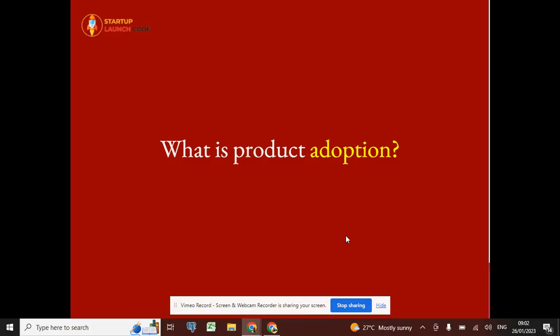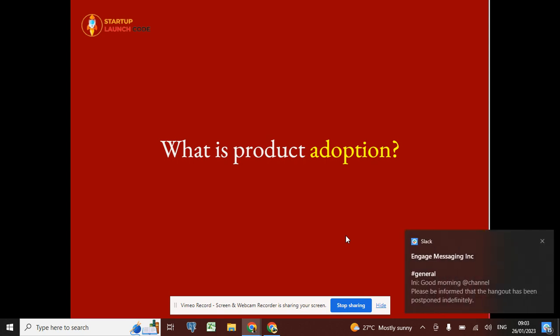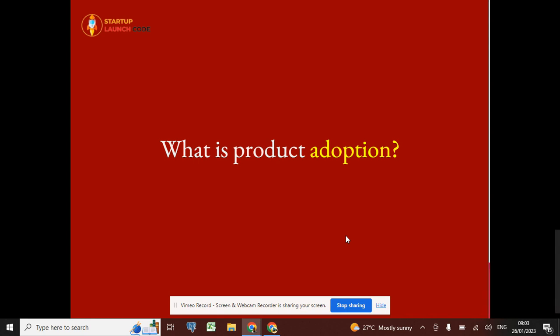So, what is product adoption? Now, before I go into defining what product adoption is, as a founder, one thing that is always top of mind for every founder is to get people to use your product or to adopt your product, because no business can survive without people willing to use and pay for your product. So it is important for every founder to be concerned about how they get people to actually adopt and use and hopefully pay for whatever product or service they are rendering. So let's get into the definition of product adoption.